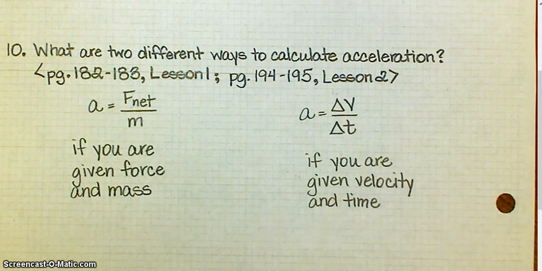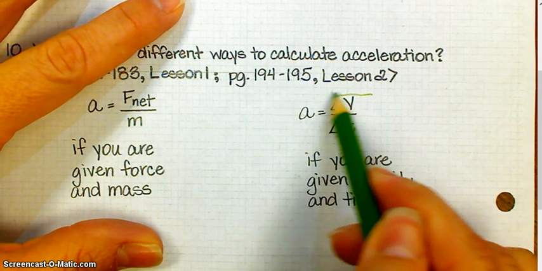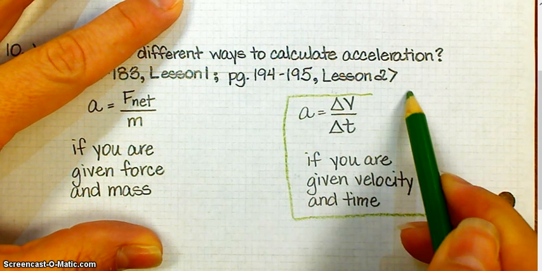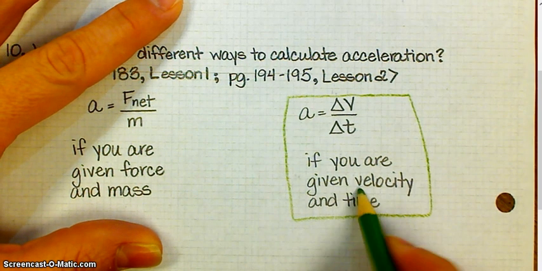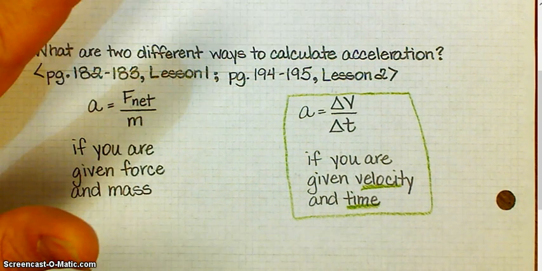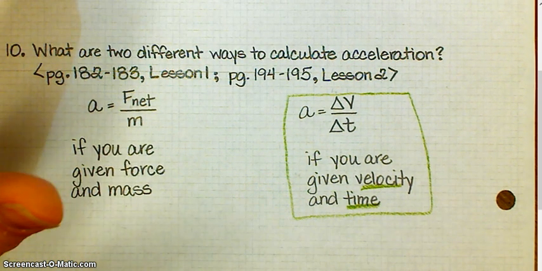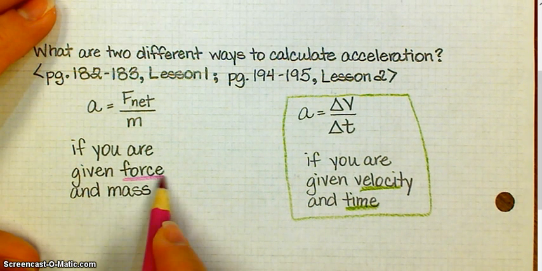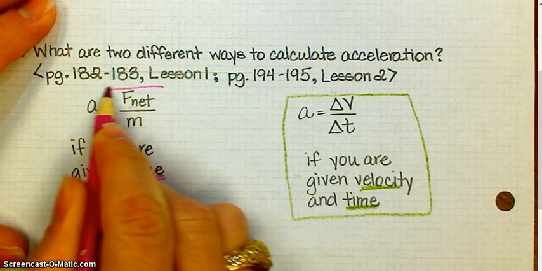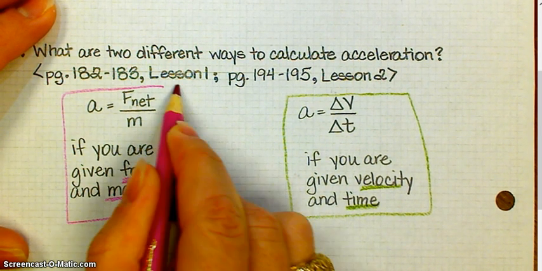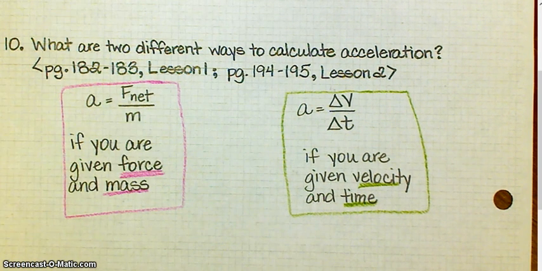Okay, and that should probably wrap it up. So if you're given velocity and time, use that formula. If you're given force and mass, then you're going to have to calculate acceleration with this other formula. Okay, so it just depends on what you've been given in a problem or a situation that you're having to look at. All right, I think that does it for our Bellwork.